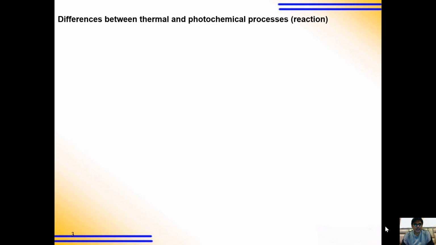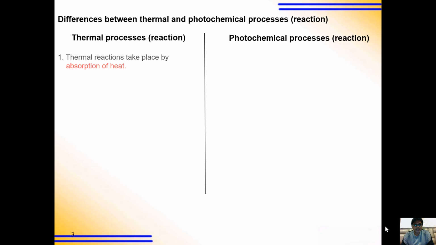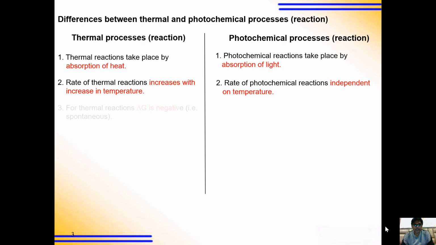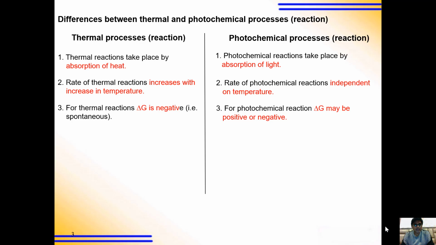Now let us understand the difference between thermal and photochemical reactions. Thermal reactions take place by absorption of heat, but photochemical reactions take place by absorption of light. The rate of a thermal reaction increases with increasing temperature. The rate of a photochemical reaction is independent of temperature. For thermal reactions, the Gibbs free energy is negative, so the reaction is spontaneous. But for photochemical reactions, the Gibbs free energy, that is delta G, may be positive or negative.